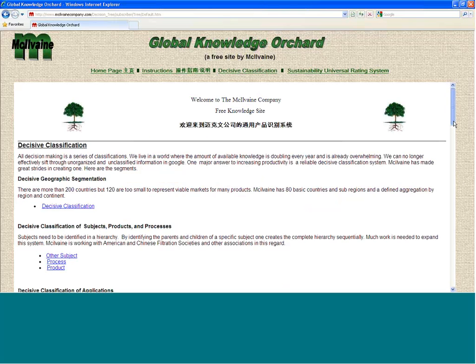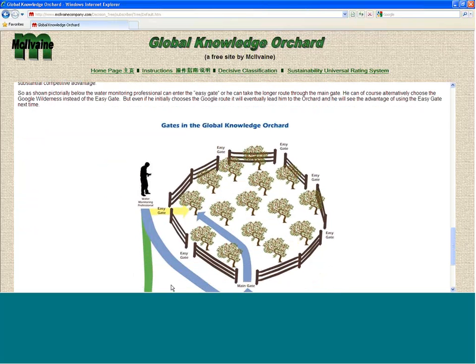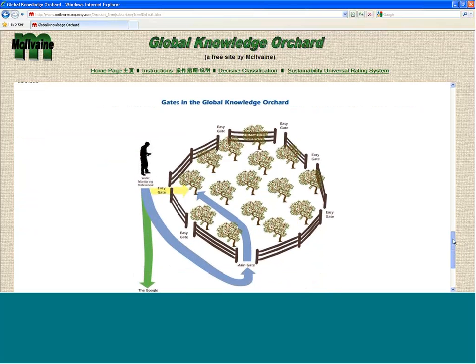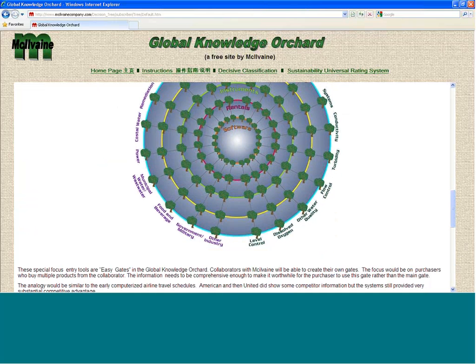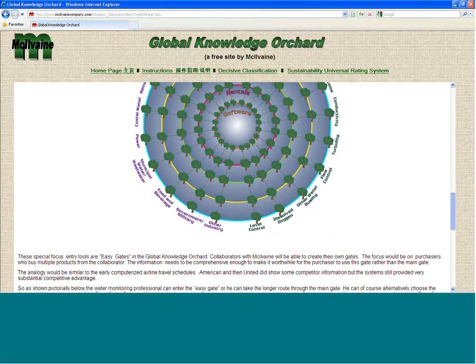But what we've basically conceived here is that there are a lot of people that want to look at things from these specialty standpoints. So, for instance, here's your water monitoring professional, and he can go through the main gate, subject by subject, and get all this information. But he can also go through this easy gate that we've set up here. This particular easy gate really is from the perspective of hydrologists and geologists and so forth that might have a minor interest in the industries, and that's kind of clicked on the other industries, but their major interests are groundwater and surface water and so forth. So this really is set up for that group of people from their orientation.